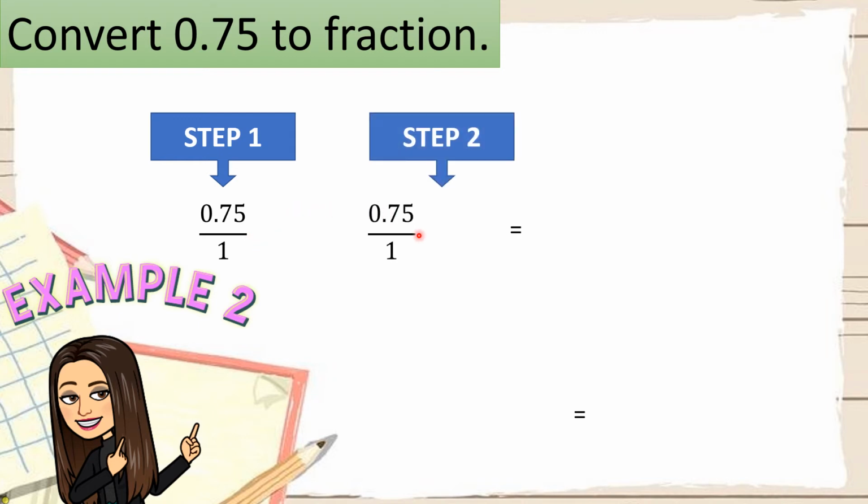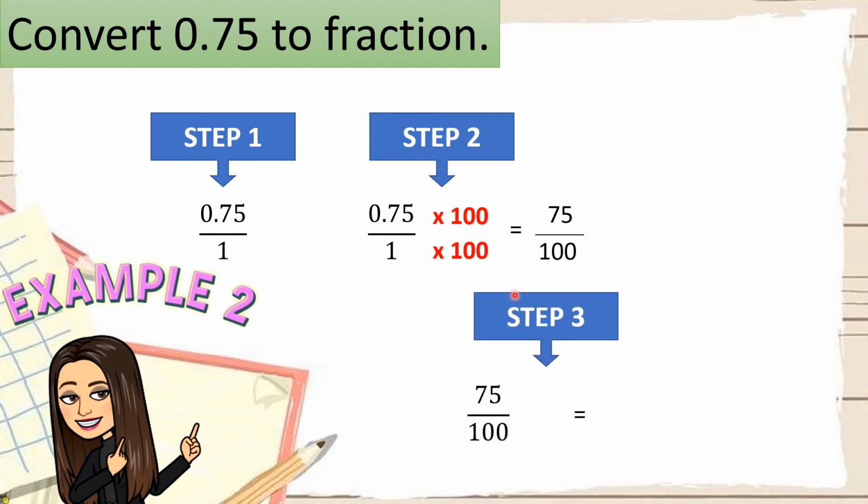Step number 2, we have to multiply the numerator and the denominator by 10 raised to n, where n refers to the number of digits after the decimal. Since after the decimal point we have 2 digits, what is the place value? That is 100. Therefore, we have to multiply our numerator and our denominator by 100. So, 75 hundredths times 100 is equal to 75, and 1 times 100 is equal to 100.